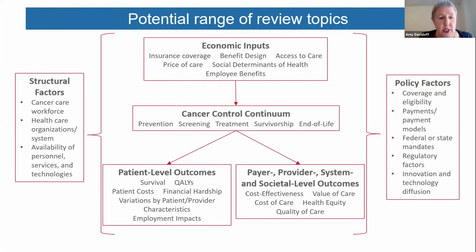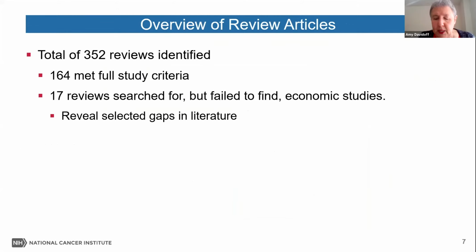So some results. Our search process culled a total of 352 reviews, 164 met full study criteria, 17 reviews searched for but failed to find economic studies. And I should clarify that they were often studies that were looking at a broad range of treatment patterns or outcomes associated with a particular intervention, and they were also looking for economic studies. And so they found articles examining, say, the treatment patterns and clinical outcomes, but not the economic piece. So we held on to those because we felt they revealed some selected gaps in the literature.